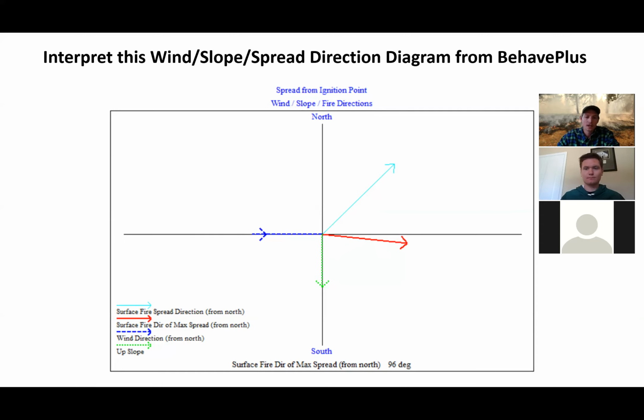And then these other arrows, right? The blue and the green arrow are showing us where the wind is coming from. So we've got a wind coming... where's the wind?